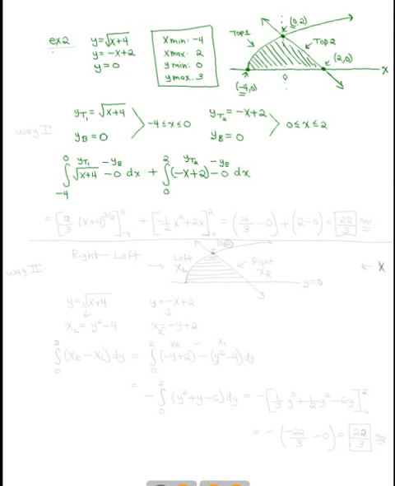So we're going to use the fundamental theorem of calculus to evaluate each of these integrals. And we'll just do the antiderivative of the square root of x plus 4 in our heads. And we get 2/3 times x plus 4 to the 3/2 from negative 4 to 0. And then we're going to add to that the antiderivative of the line, which is negative 1/2 x squared plus 2x from 0 to 2.